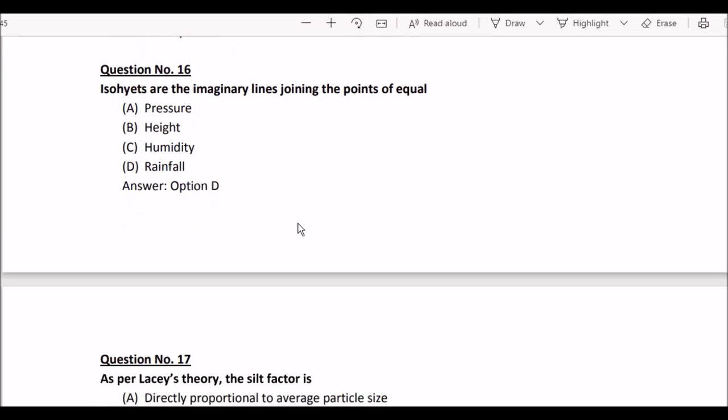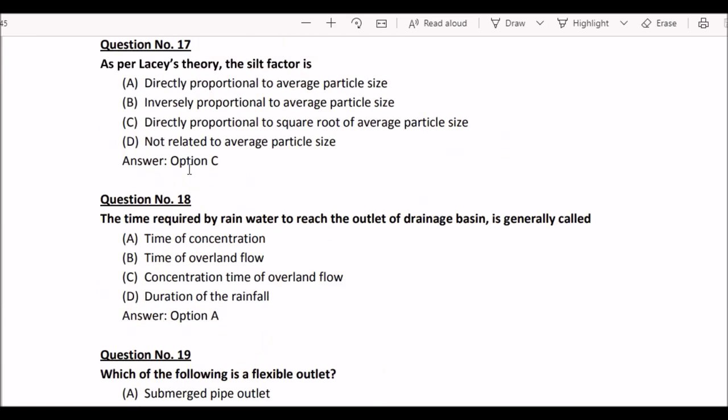Isohyets are the imaginary lines joining the points of equal. Option A. Pressure. Option B. Height. Option C. Humidity. Option D. Rainfall. Right answer is option D. Rainfall.